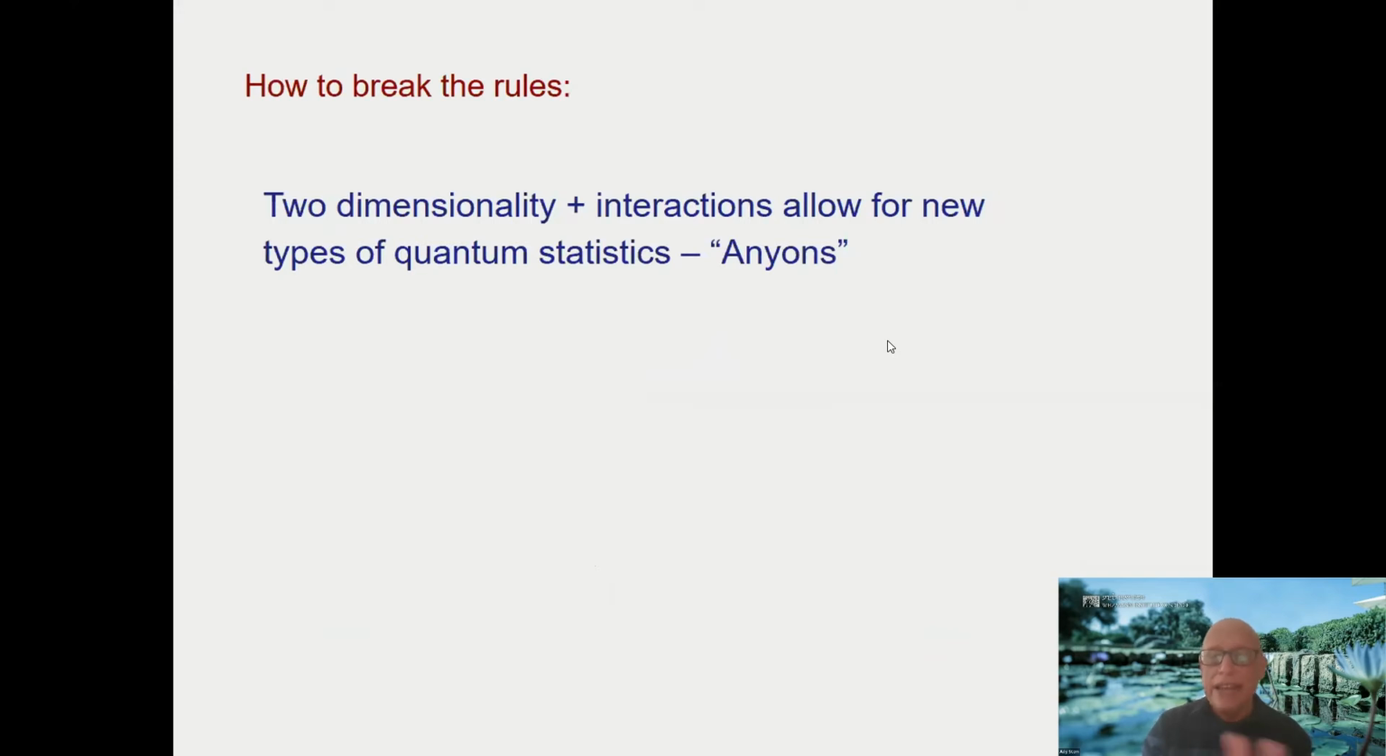That's present day research. We now understand that you can. That it's not that you have only fermions and bosons. That the founding fathers were not right. That in two dimensions, and if there are the proper interactions between electrons, you can get a new type of quantum statistics, which are called anyons. For anyons, anything is possible, not just fermions and bosons.